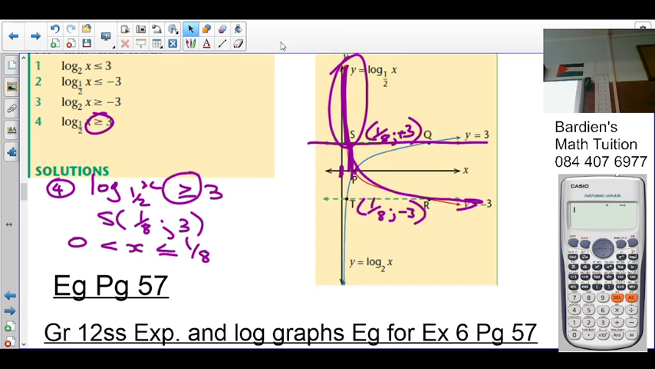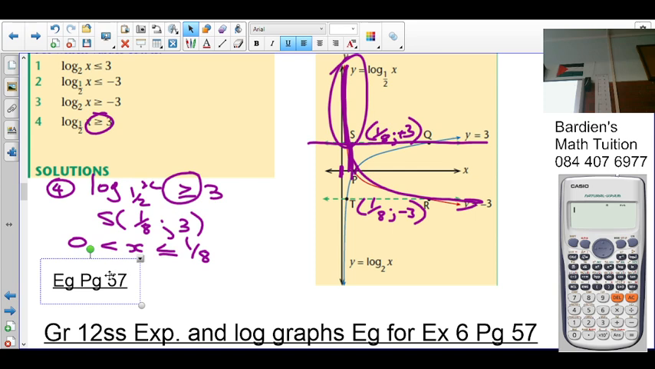So with that, you should be able to do exercise 6, which brings us to the end of this chapter. Now you've done the functions for the year. And now everything else should be just revision on functions.